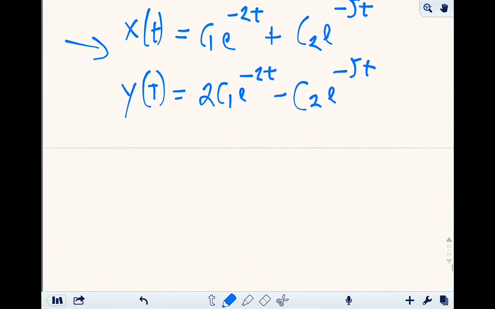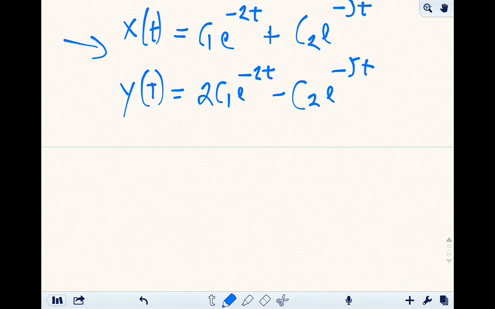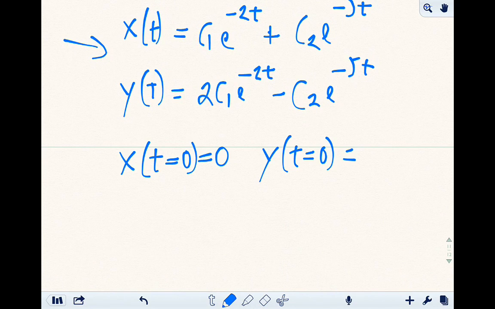How do we satisfy them? Well, we need additional conditions. Typically these are initial conditions. Let's just make some up. We'll let x at t equals 0 equal 0. We'll let y at t equals 0 equal 3. Now we come back to our equations up here.